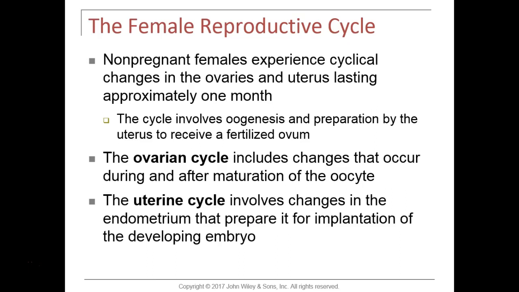Now, in a non-pregnant female, there are cyclical changes which occur both in the ovaries and in the uterus. That's part of what we call the female reproductive cycle. The cycle for the ovary involves oogenesis and the production of the ovum, and the preparation of the uterus occurs in what we call the uterine cycle for the implantation of the fertilized egg. So the ovarian cycle deals with the changes of the ovary for the production of the oocytes, and the uterine cycle deals with the development of the endometrium, specifically the stratum functionalis, to prepare it for implantation and development of an embryo.